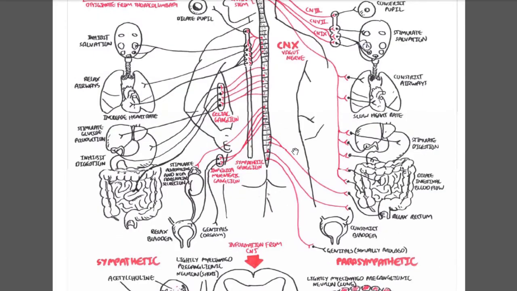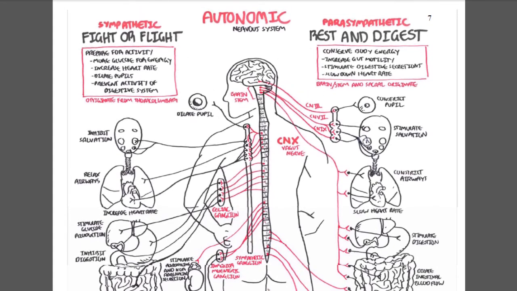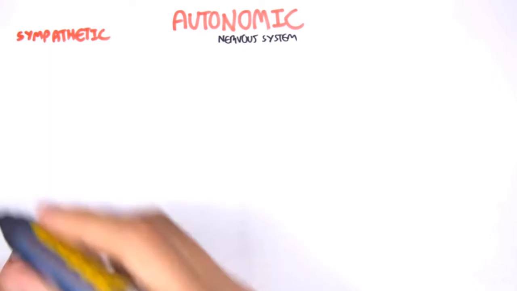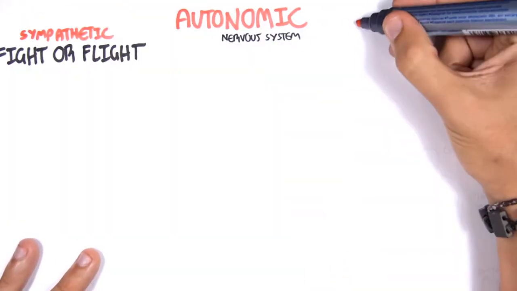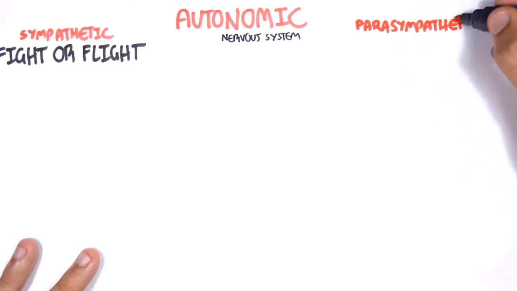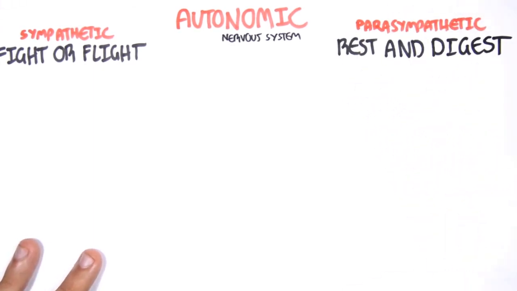Okay, so that being said, I'm going to show you this Anand guy's video where I got these pictures off of, because I want you to have a better idea of what the autonomic nervous system is talking about. The autonomic nervous system can be divided into the sympathetic nervous system, also known as the fight or flight response, and the parasympathetic nervous system, also known as the rest and digest response.